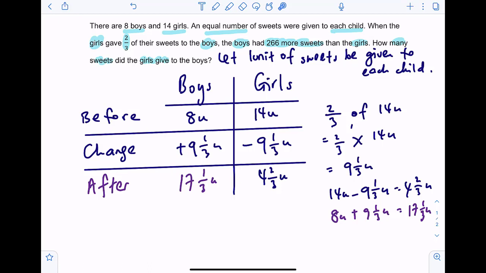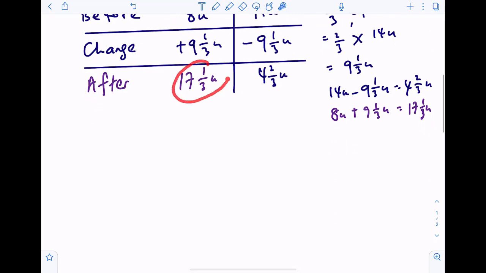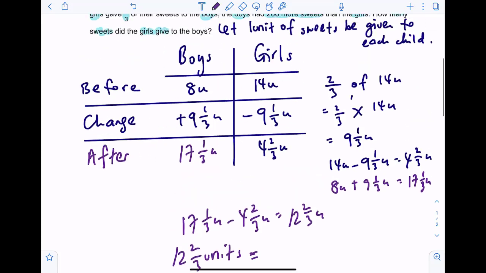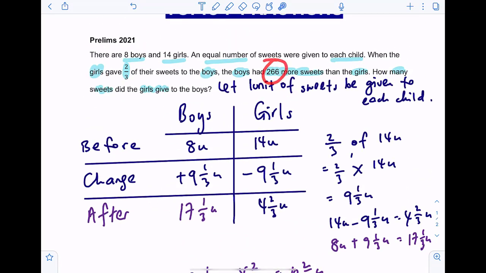Now they have also said the boys in the end had 266 more sweets than the girls. So basically the difference between this and this, what is that? 17 1/3 U minus 4 whole 2/3 U is 12 and 2/3 units. So my friends, 12 and 2/3 units will represent the difference, which is given as 266.